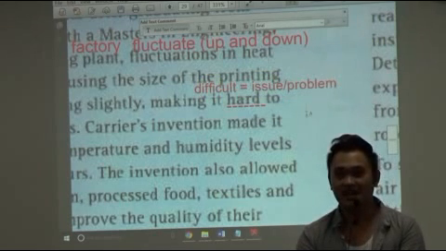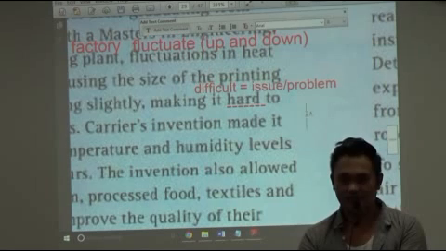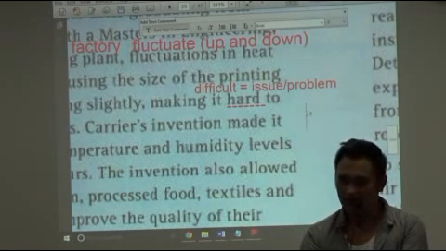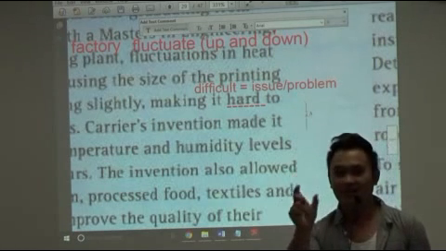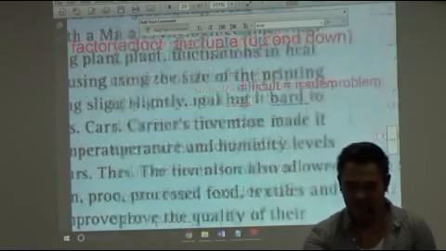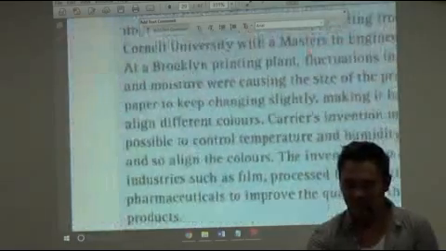Okay, let's try that. It's hard to. It's difficult to. An issue with. A problem with. They are paraphrased. When you see hard to, this is a problem. What was that? Align different colors.